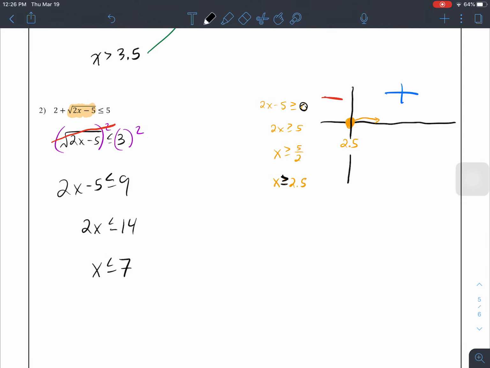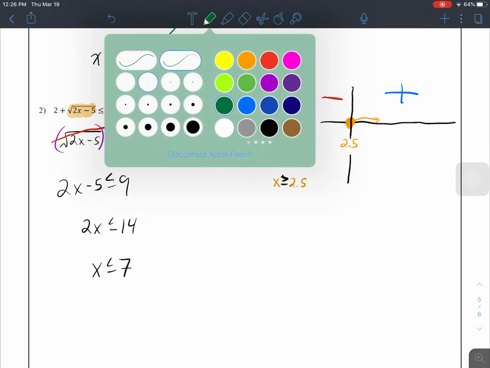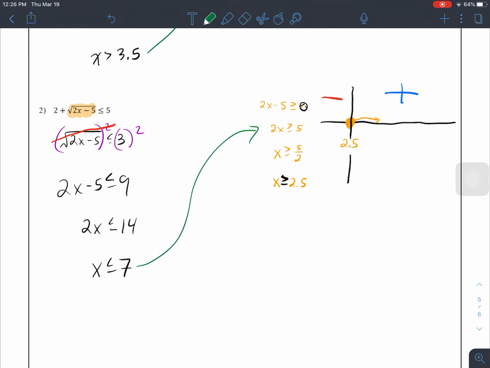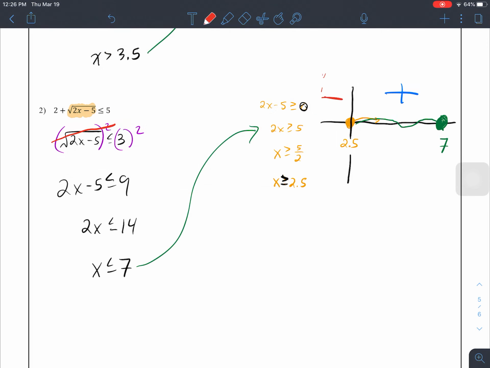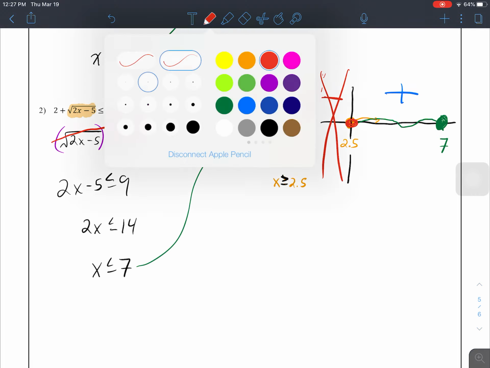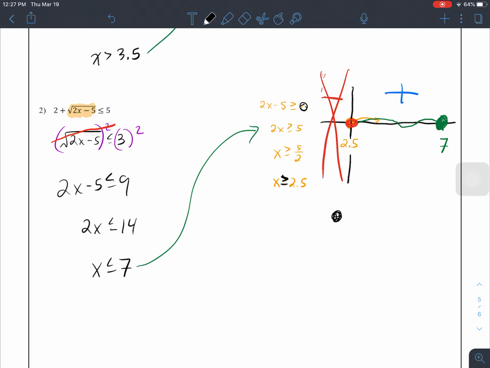And I am not tempted to stop there because I still have to take my x is less than or equal to 7, and I need to compare it to what we did up here. So less than or equal to 7. Here's 7. Less than or equal to is a solid circle. And I'm going to the left. And that has red flags going off right now, because if I'm going to the left, I am approaching this no-go side. I cannot enter that area. So I have to stop at that 2.5.